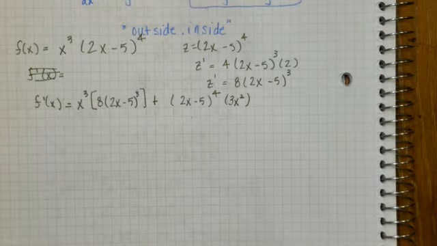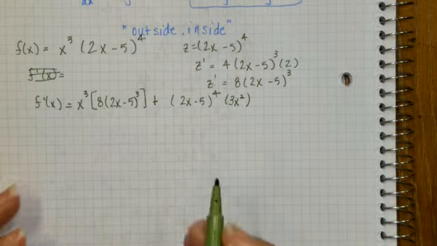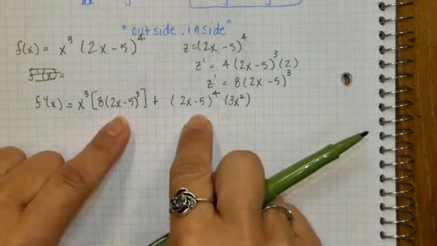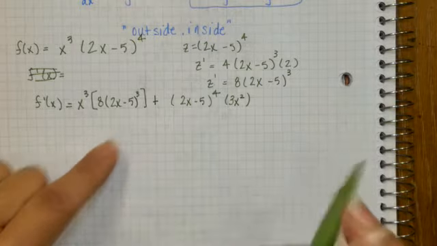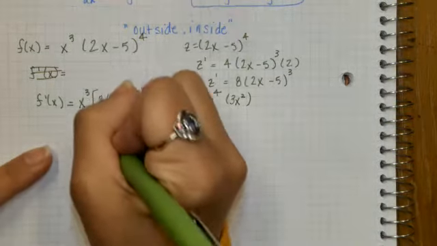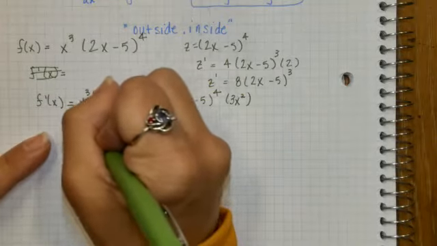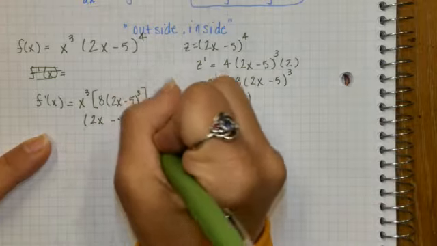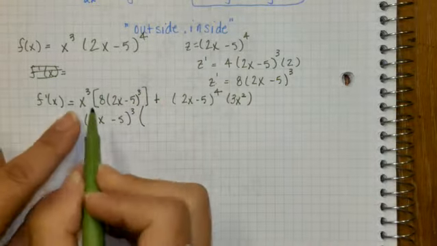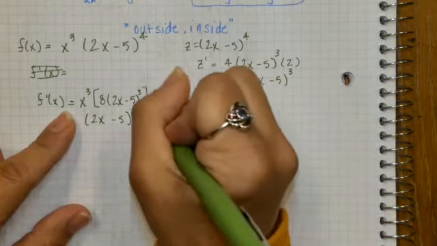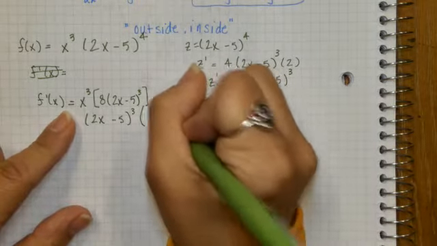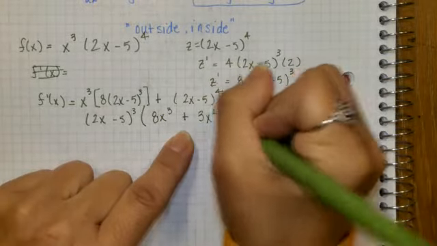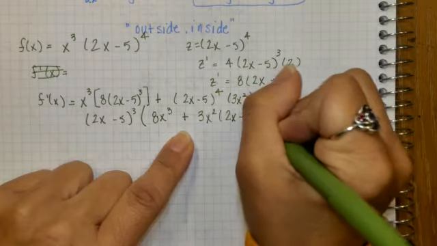This looks pretty nasty, and of course, there's no way I'm going to multiply this whole thing out. So this is 8x cubed, and we have a quantity 2x minus 5 cubed. That's a common factor, it's the GCF. So I'm going to take out a 2x minus 5 cubed. And that's going to leave me with 8x cubed plus 3x squared times 2x minus 5.